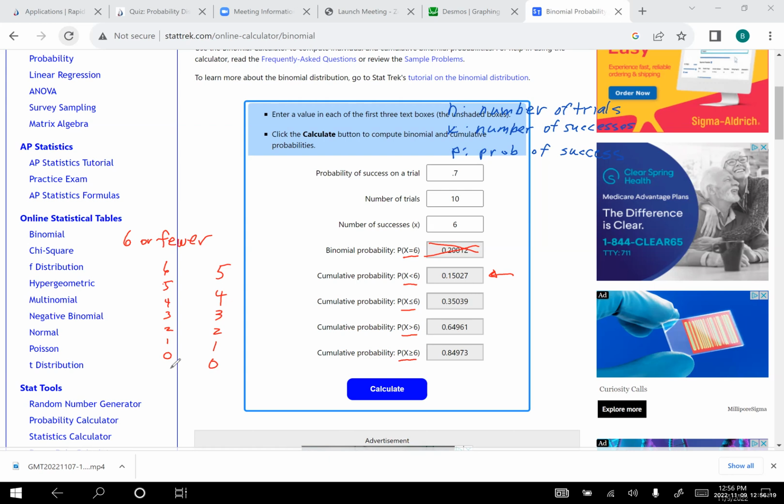Wouldn't it be the 0.350? Yes, it would. Very good, Mallory. Because this one includes the 6, doesn't it? Less than or equal to 6. When we say less than or equal to 6, this is what we mean. Does that make sense?